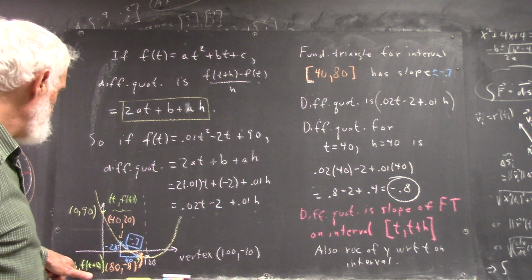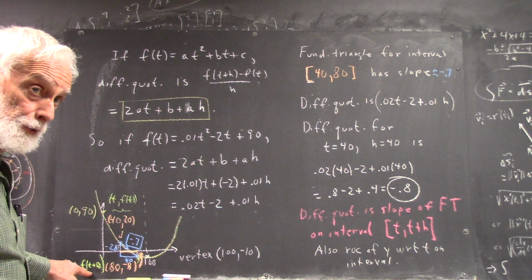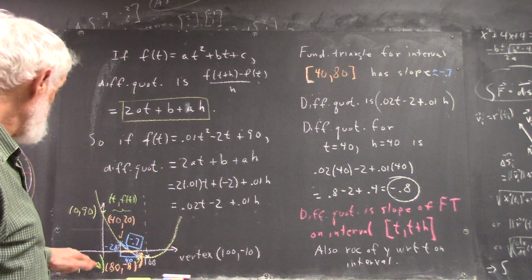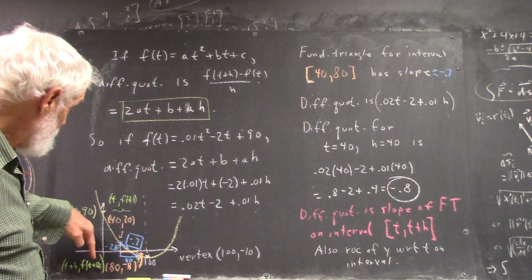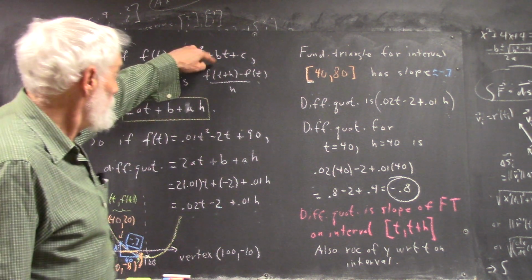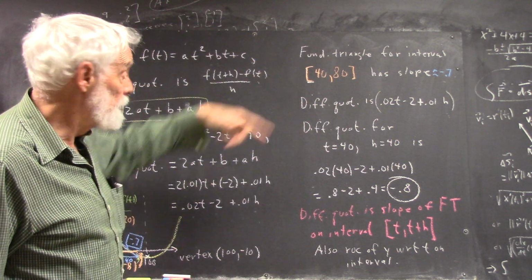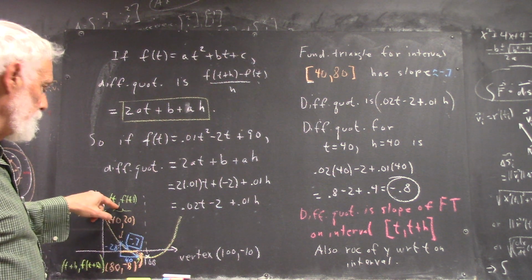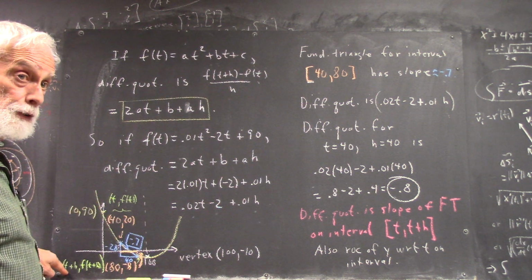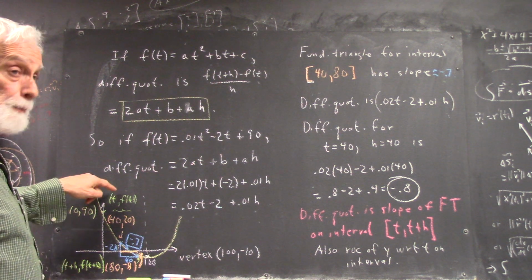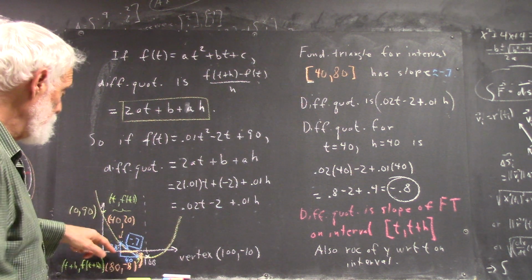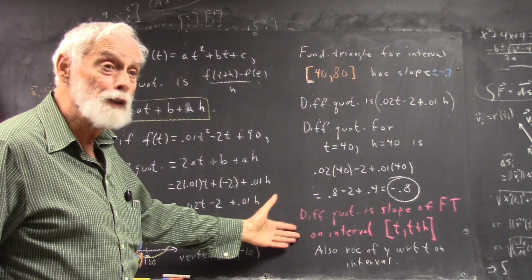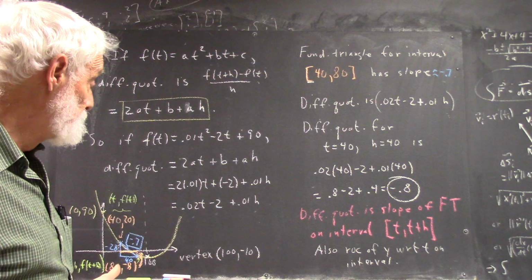So the coordinates of this point are t plus h, f of t plus h. Now, the rise from here to here is the change in the y-coordinate, which is this y-coordinate minus this. That's f of t plus h minus f of t, which is exactly what you have in the numerator of the difference quotient. And the run is from this point to this point. The x-coordinate goes from t to t plus h, so the run is t plus h minus t, which is h. So there's our run. That's rise over run. So the difference quotient is the slope of the fundamental triangle.